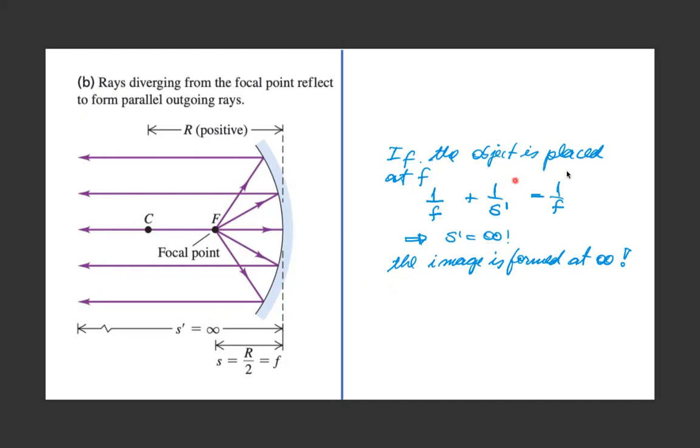So if the object is placed at the focus, it means that the object is 1 over f. This is the object, and this is 1 over s prime, and this is 1 over f. It means that s prime, the image, will form at infinity. Because the only way these rays will be traced back to somewhere is if they are going to be parallel up to infinity. So this is sort of the checking point of the formula we have just deduced.